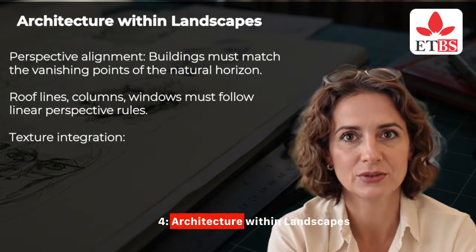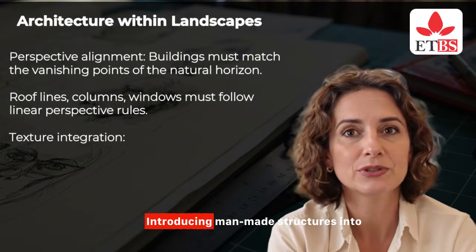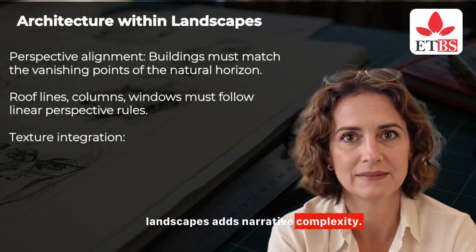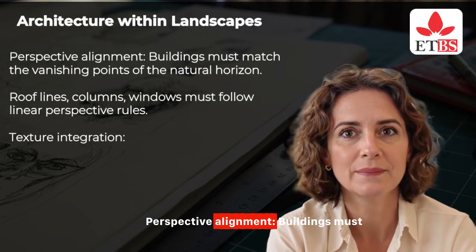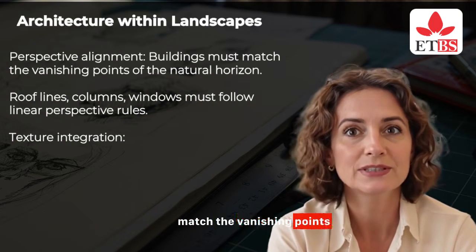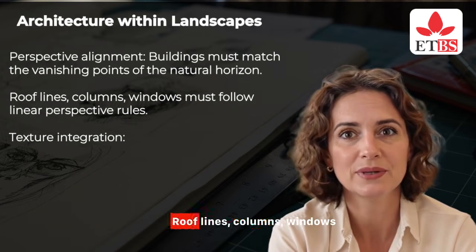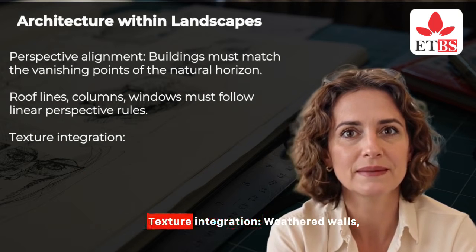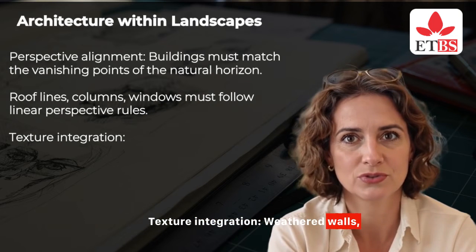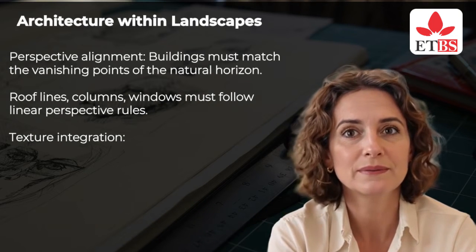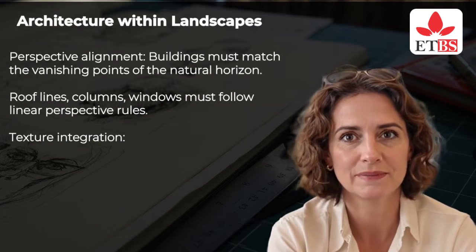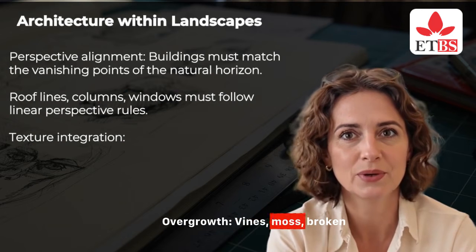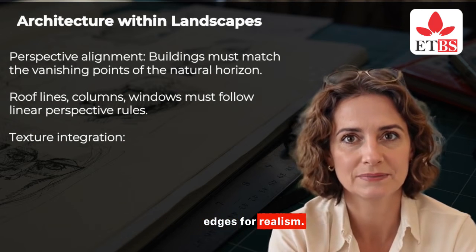4. Architecture within landscapes. Introducing man-made structures into landscapes adds narrative complexity. Perspective alignment: buildings must match the vanishing points of the natural horizon. Roof lines, columns, windows must follow linear perspective rules. Texture integration: weathered walls, old stone, rusted metal. Use of value hierarchy to balance against trees and hills. Overgrowth, vines, moss, broken edges for realism.